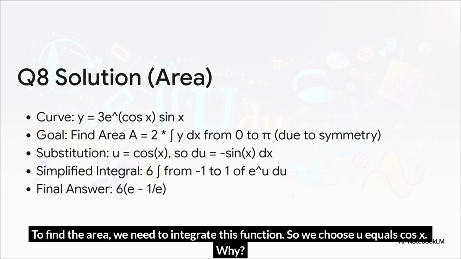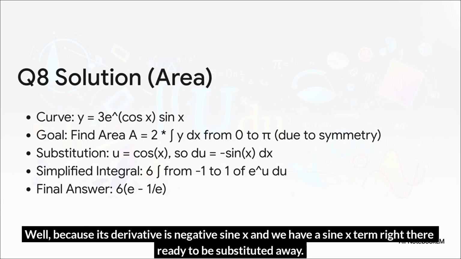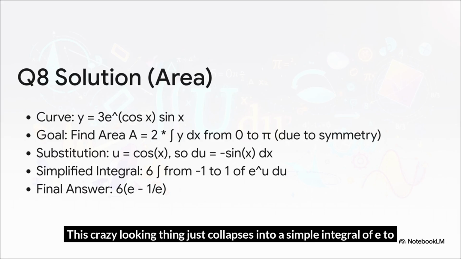How cool is that? And it's a very similar story in question 8. To find the area, we need to integrate this function. So we choose u equals cos x. Why? Well, because its derivative is negative sine x, and we have a sine x term right there ready to be substituted away. This crazy-looking thing just collapses into a simple integral of e to the u, which is one of the easiest integrals you could ever ask for.